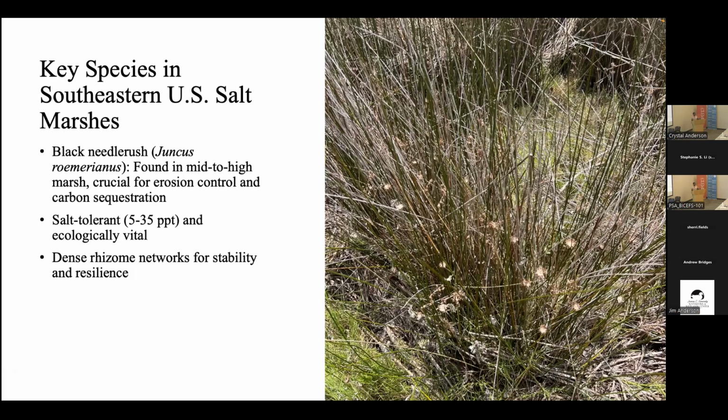So the two species that I'll be looking at are Juncus and salt marsh cordgrass, and here is an overview of these species. Juncus is found in mid to high marsh zones and is key for erosion control and carbon sequestration. It tolerates salinity from 5 to 35 ppt and forms a dense rhizome network that provides stability and helps it spread. Its structure and salt tolerance make it ecologically vital and an ideal focus for decomposition studies.